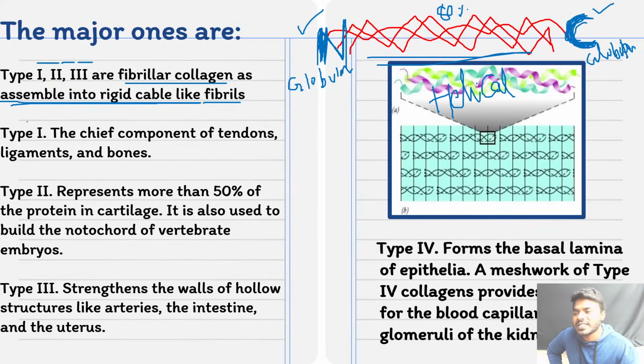Now you listen, friends. This is the point you have to remember: where type 1, type 2, type 3, type 4 are actually present. Those things I want you people to remember. Type 1 is abundantly present in the tendons, ligaments, and bones majorly. And friends, please keep it in your mind, type 2.